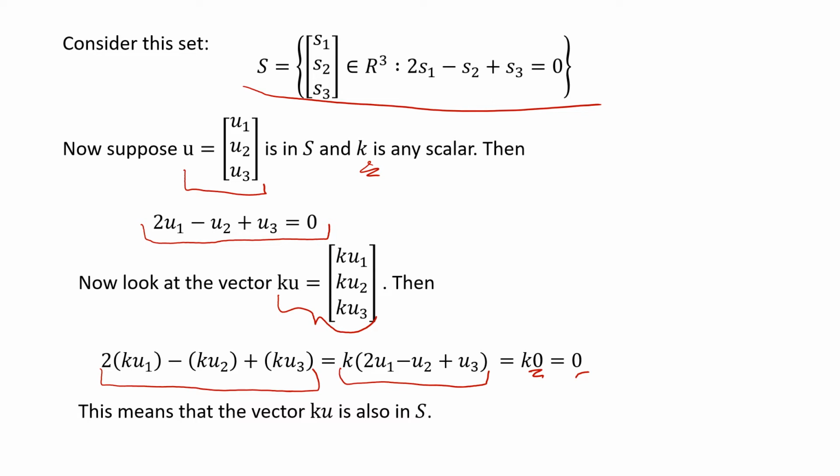So again, just like addition, if you do scalar multiplication on any element in S, the vector you end up with stays in S. These two properties mean that S is closed under vector addition and S is closed under scalar multiplication.